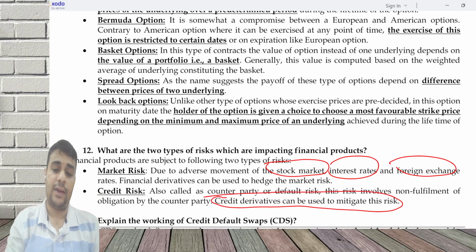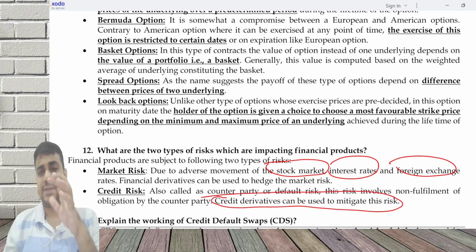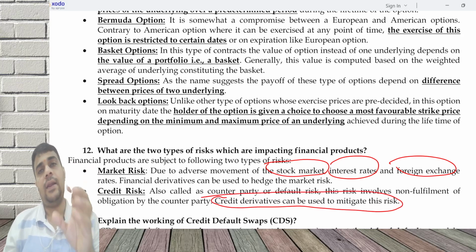We have learnt about credit derivatives. I'll discuss broadly again now. We saw two types of credit derivatives. One was CDS, credit default swap, and second we saw was collateralized debt obligation, CDO. These are the two instruments which were part of your syllabus to cover the credit risk.